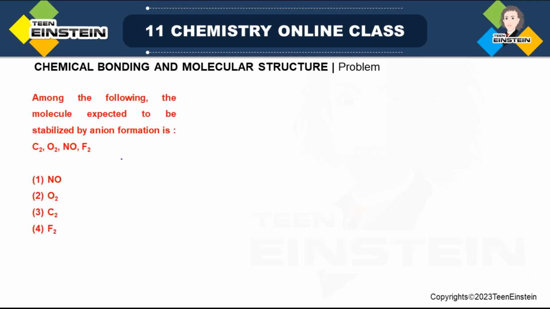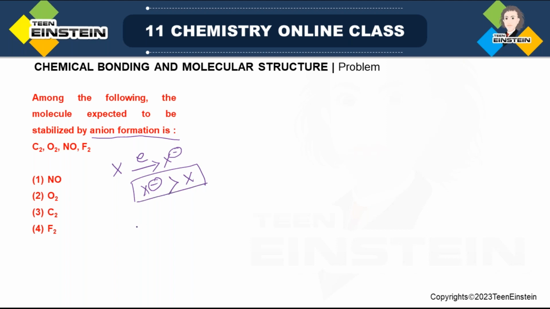Among the following, the molecule expected to be stabilized by anion formation. See, directly it is not saying anything about magnetism, or asking anything about bond order or stability, but it is saying something about stability by anion formation. That means suppose you have any species X, it accepts 1 electron and is converted to X minus. Now in which case will this process be feasible? That is present in the question: expected to be stabilized by anion formation. That means X minus is more stable compared to the original species.